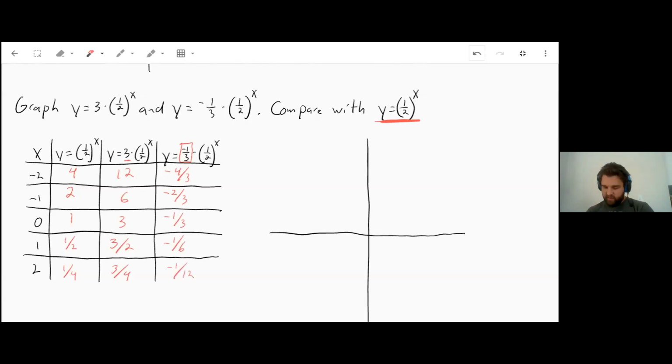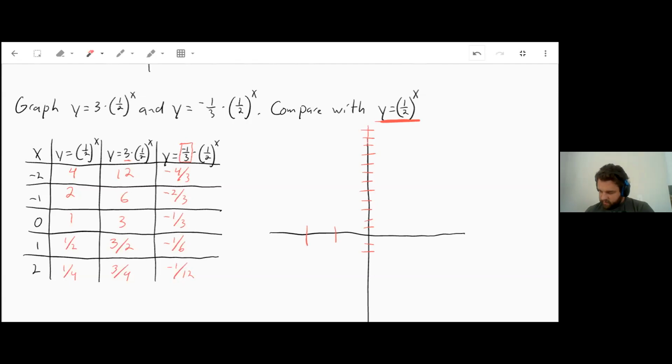So now if we go ahead and just graph these, our y value has to go as high as 12 and as low as about negative 2-ish. So we're only going left 2. 1, 2, 3, 4, 5, 6, 7, 8, 9, 10, 11, 12. We only have to go down a couple. So we can graph that first one.